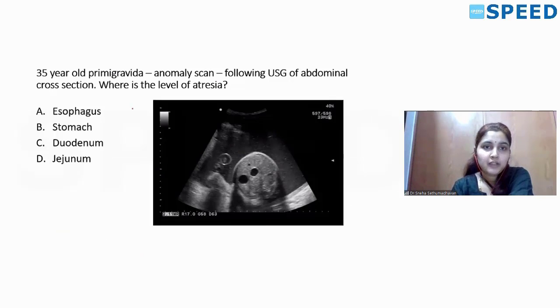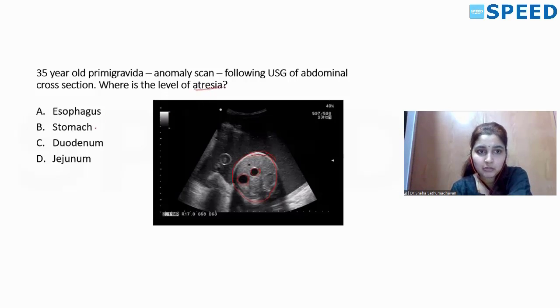Now let's look at an MCQ. A 35-year-old primary gravida has done an anomaly scan, and the following is the ultrasound report. And this is an abdominal cross-section. It's already given. This is, you're cutting the abdomen of the baby and looking from the top. And you can see two bubble-like structures. Okay. So the question is asking where is the level of atresia or where is the obstruction?